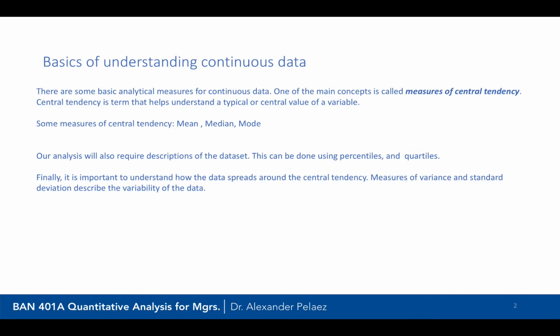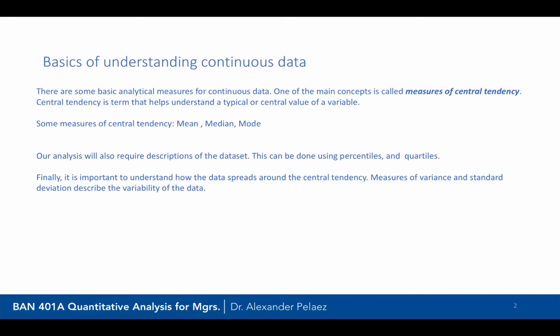So now we're going to take a look at some of the basics of some statistical concepts, and specifically we're going to focus a little bit on some continuous data. One of the main concepts that we have is called the measure of central tendency. Now it's pretty much as this term suggests. Central tendency means the tendency of a set of data to fall around a certain point.